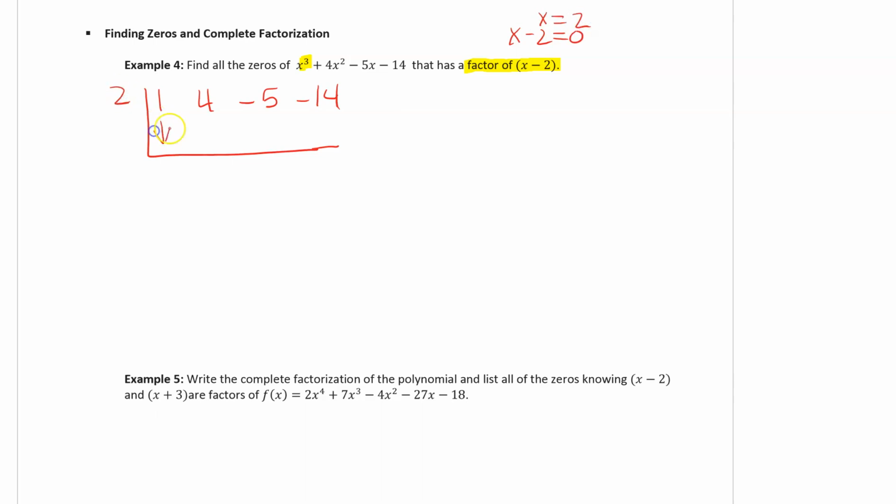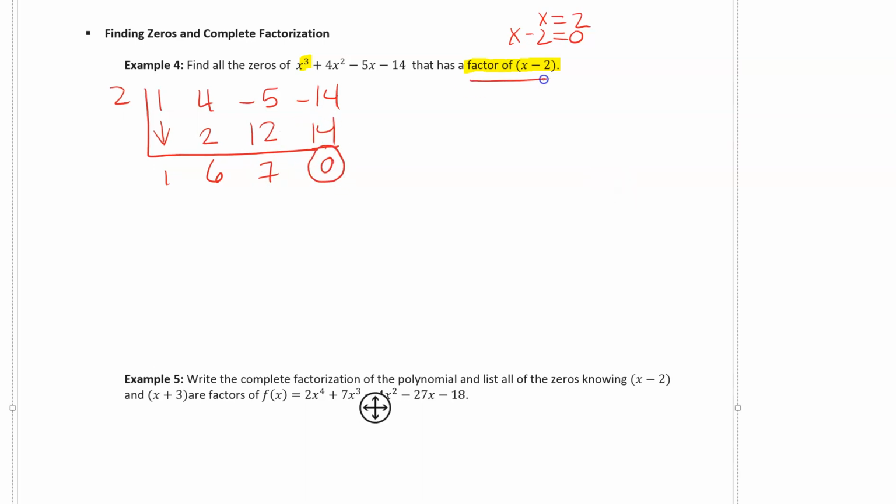I'm going to work my synthetic, multiplying and adding the whole way. You can see I got a remainder of 0. Now they told me it was a factor of x minus 2, so if I don't get a remainder of 0, then I did not do it correctly. And so then let's look at our result. We would have x squared plus 6x plus 7.